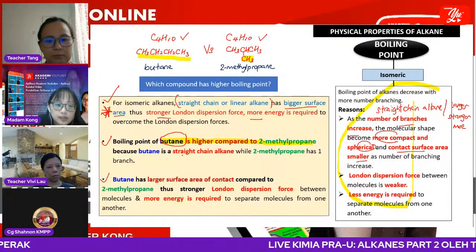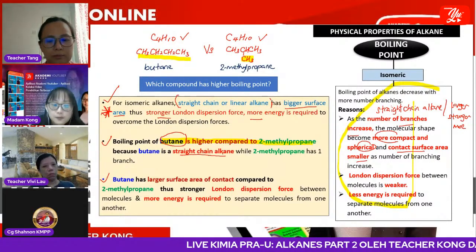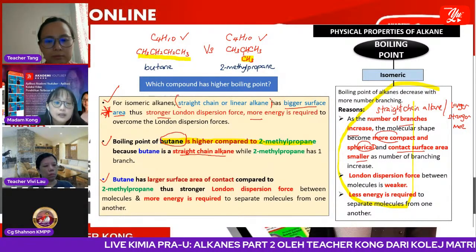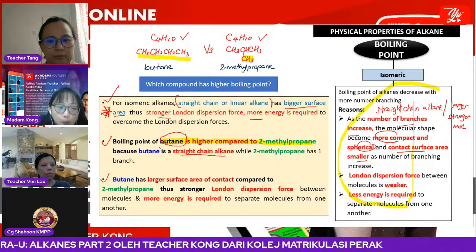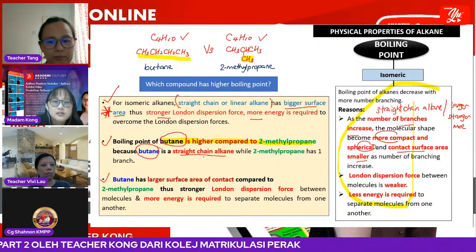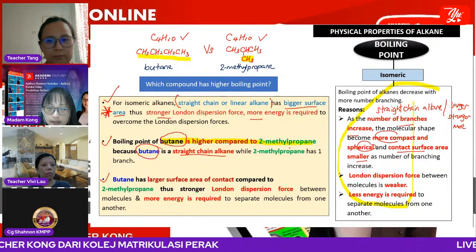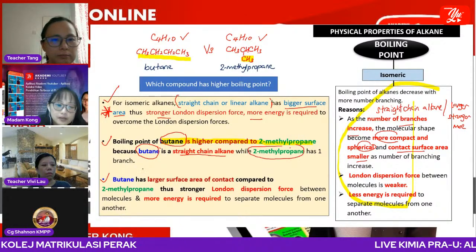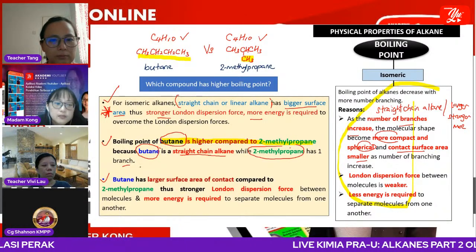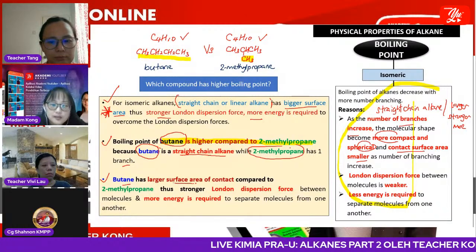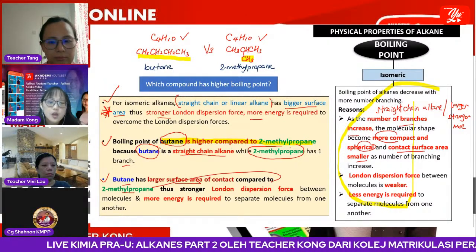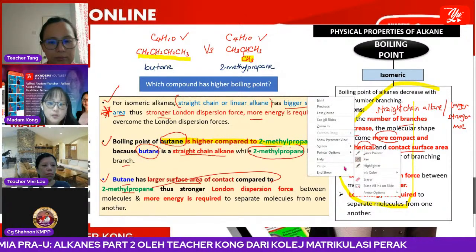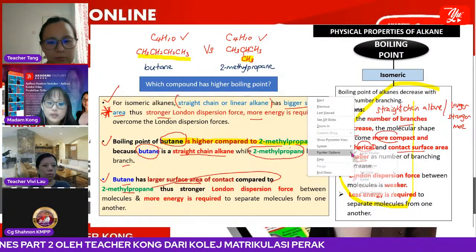You must mention butane is a straight chain alkane. Specifically, you cannot answer, "a straight chain alkane has higher boiling point." You must mention butane is a straight chain alkane, while 2-methylpropane has one branch. Then butane has larger surface area of contact compared with 2-methylpropane.